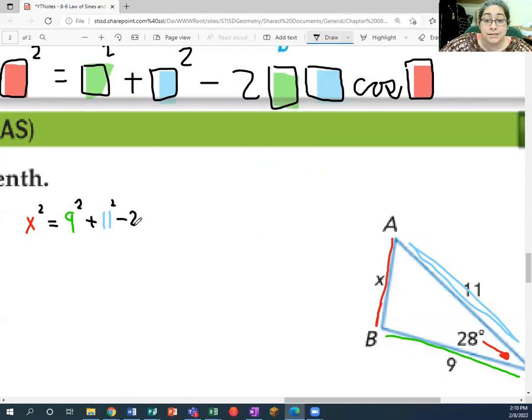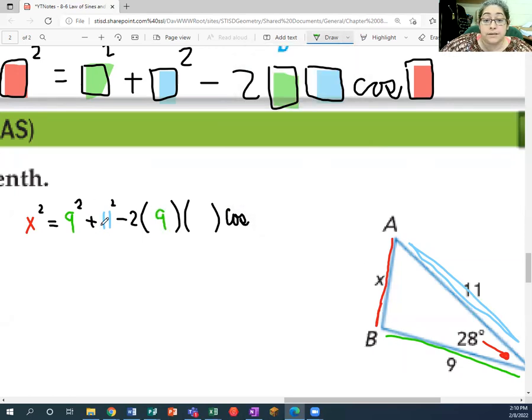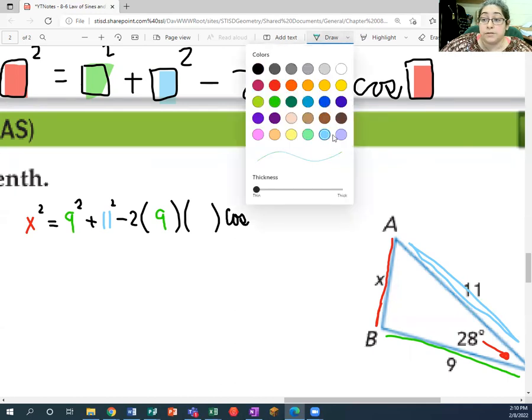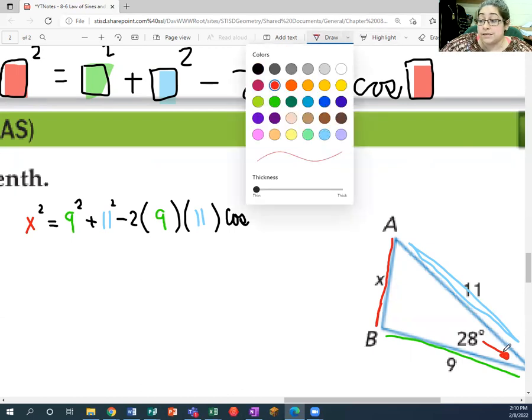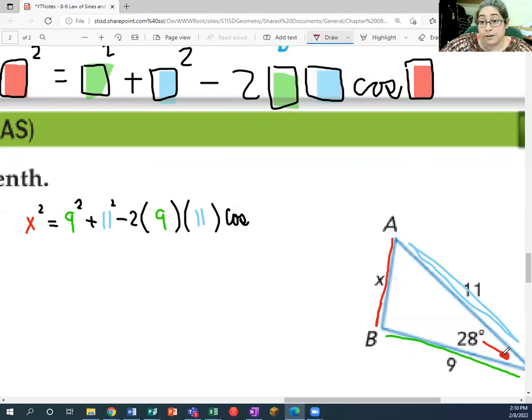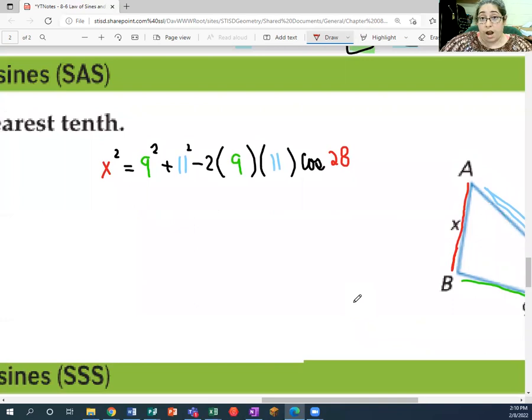And now is the big weird term that I am dealing with, which is 2 times the sides of the legs multiplied together times the cosine of the angle. These are the same sides that we just finished copying here, so I'm going to use the same colors and the same numbers. And now the angle is this original angle that I saw at the very beginning, so I'm going to put that angle measure right here. And now I have this equation that I'm going to solve for X.